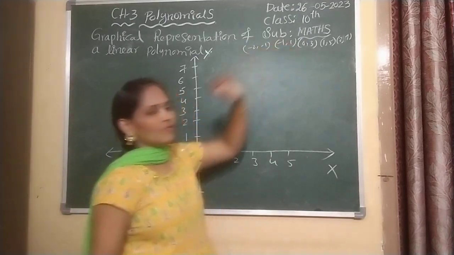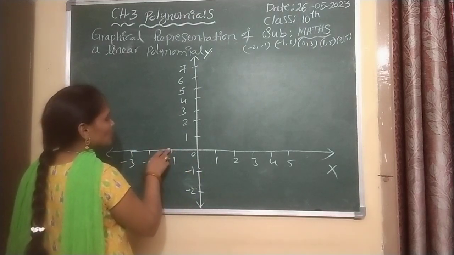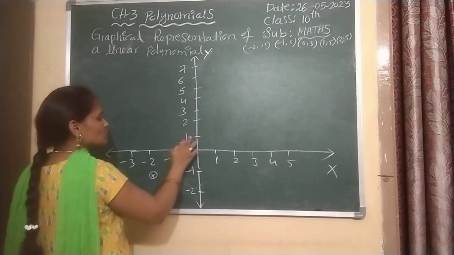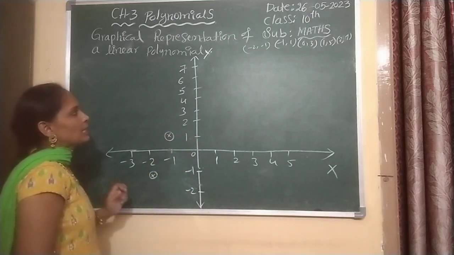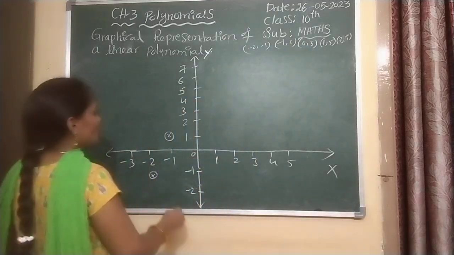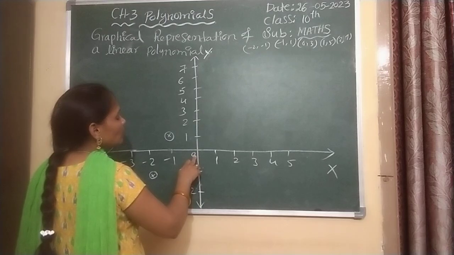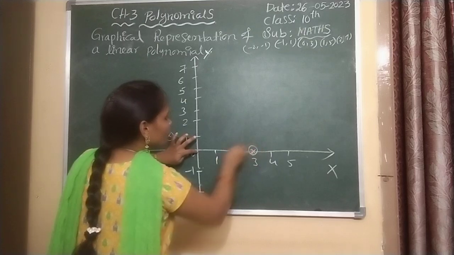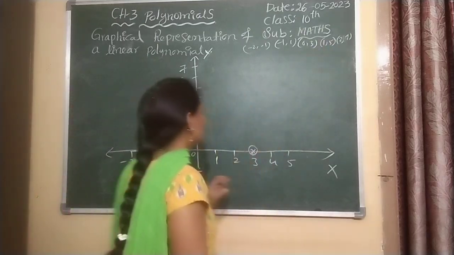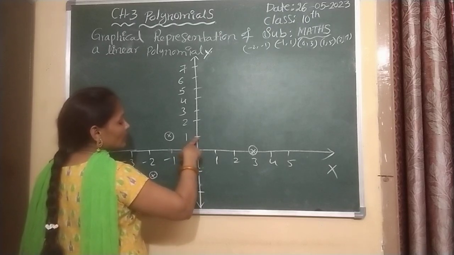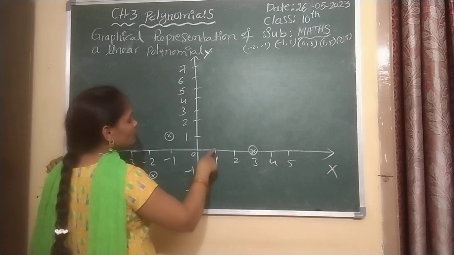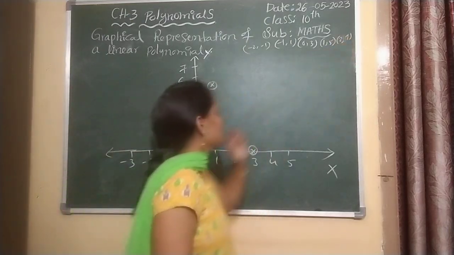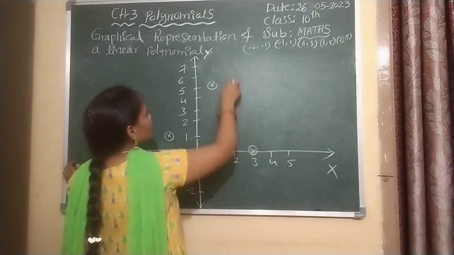Next, minus 1 comma 1, minus 1 comma plus 1. Okay, so x-axis minus 1, y-axis plus 1. So here it will be. Next, 0 comma 3. Here x-axis 0, y-axis 3. So where will it be? Here it will be. Okay. Next, 1 comma 5. So where is 1 comma 5? X-axis 1, y-axis 5. 1 comma 5. Okay. Next, 2 comma 7. X-axis 2, y-axis 7. Okay.